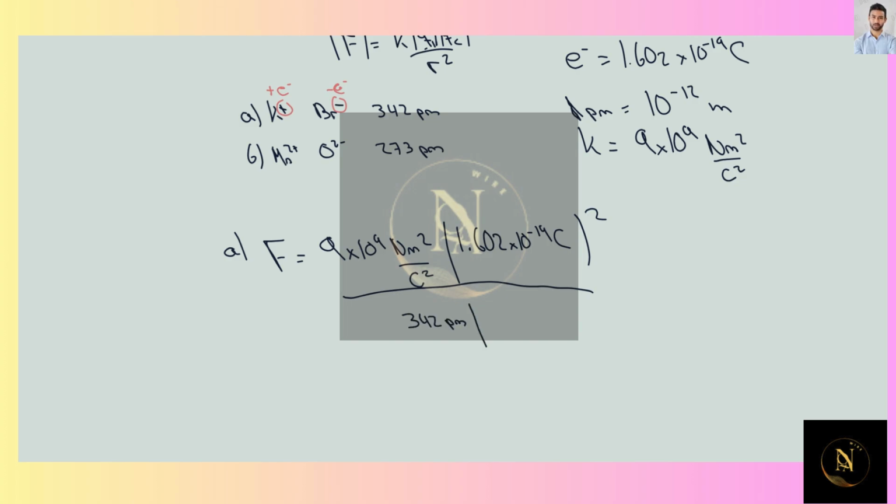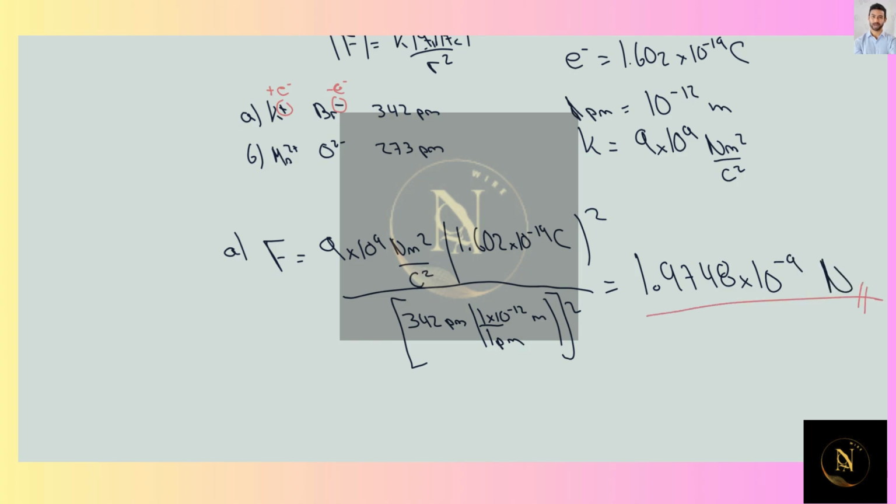But we cannot square picometers directly, we need to convert them before, as 1 picometer is equal to 1 times 10 to the minus 12 meters. And all of this quantity is the one that we can square. So the magnitude of the force in case A is equal to 1.9748 times 10 to the minus 9, sorry, newtons. This is the magnitude of the force for the first system.